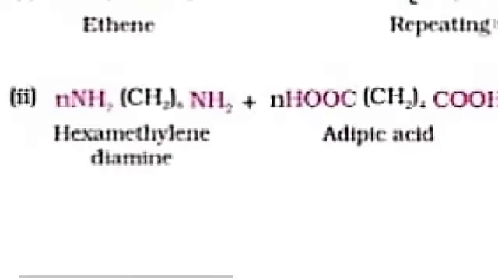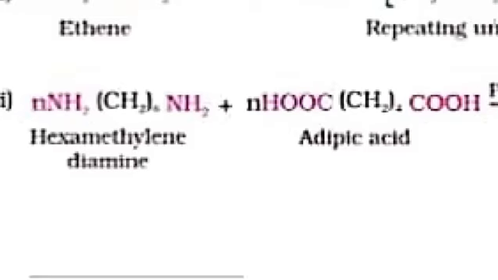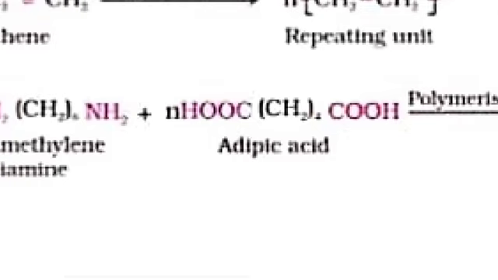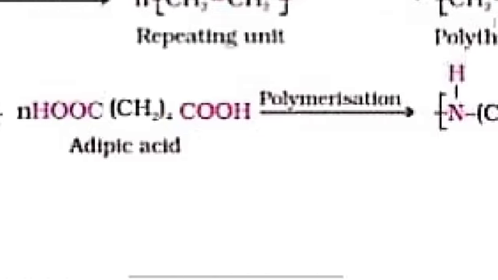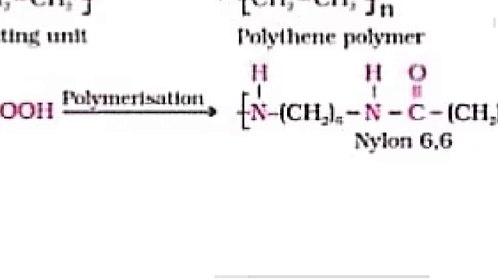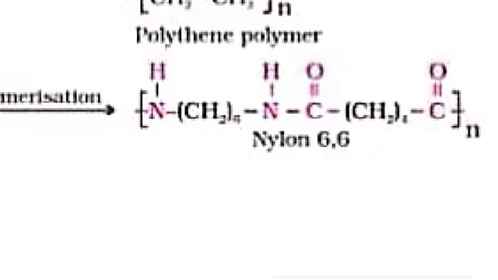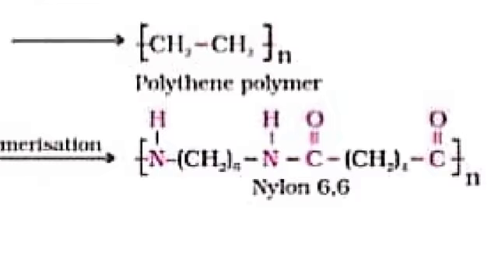Another example is hexamethylene diamine, that is NH2 (CH2)6 NH2, plus adipic acid, which is HOOC (CH2)4 COOH. They combine together and eliminate water to form the polyamide nylon 66. I hope we have heard about nylons. These are textile materials, like polythene which we use in our daily life.